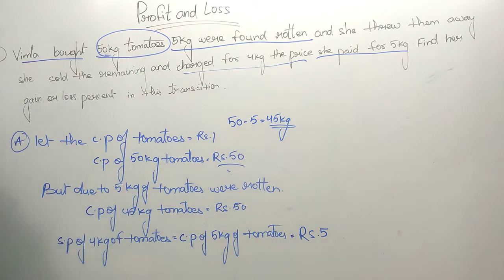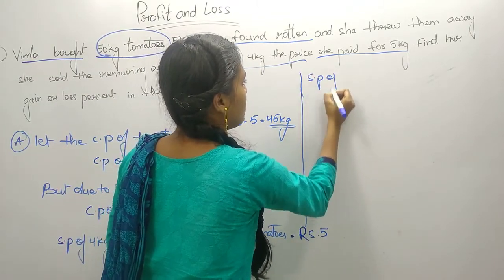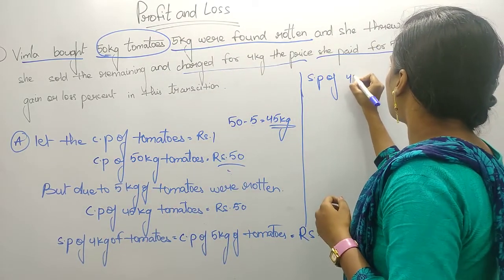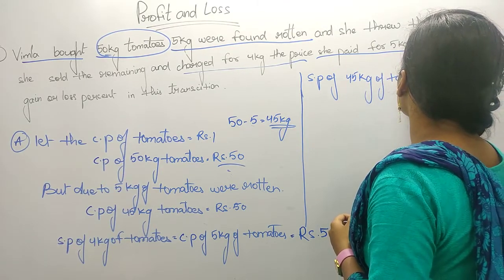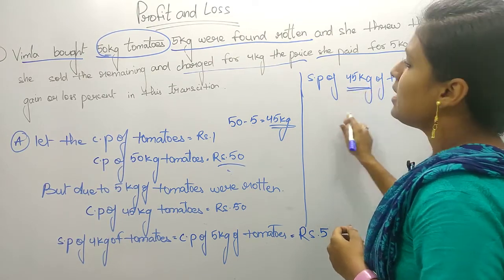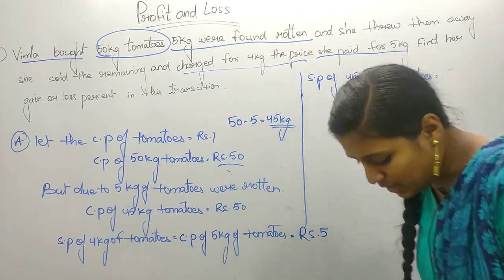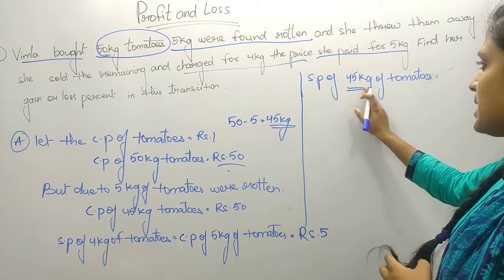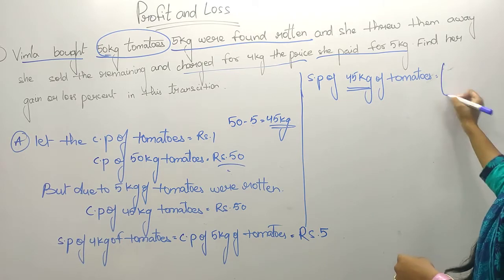Okay. Now we will find the selling price of 45 kg of tomatoes. Why did I write 45 kg only? Because it is mentioned in the question that among 50 kg, 5 kg were rotten. That's why I wrote the selling price of 45 kg of tomatoes. Then it is equal to 5 by 4.